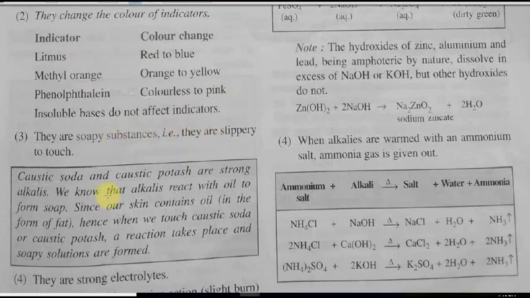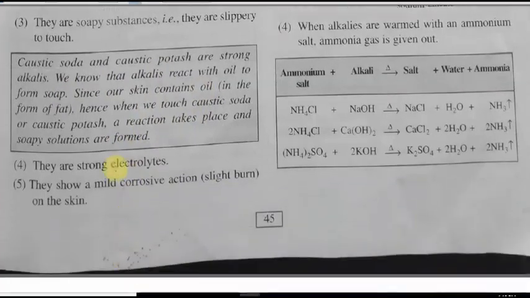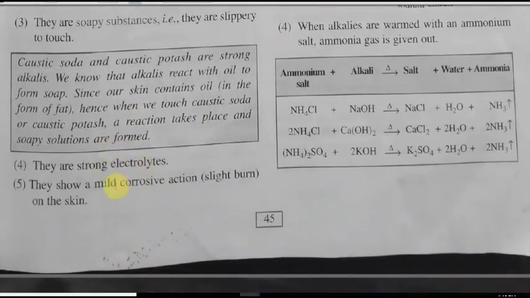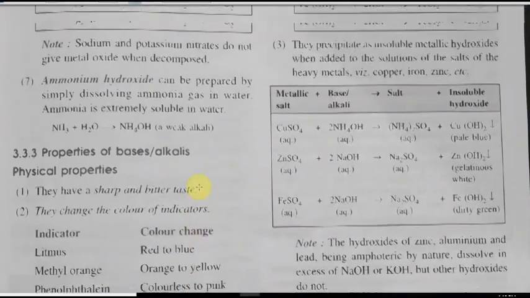Now please pay attention to the box. Caustic soda and caustic potash are strong alkali and they react with oil to produce soap. Since our skin also contains oil, hence when we touch caustic soda or caustic potash, a reaction takes place and soapy solution is formed. Next property of a base, they are strong electrolyte and they show mild corrosive action. Corrosive action means a burning action on the skin.